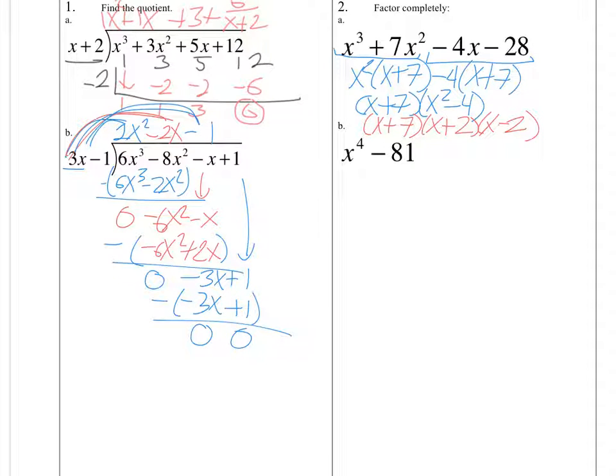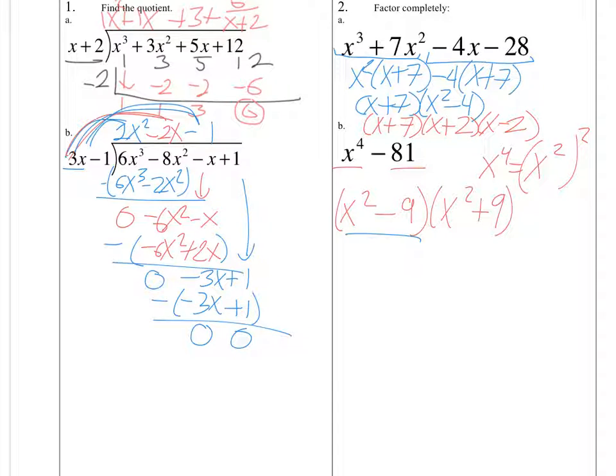For part B, x to the 4th minus 81, that's also a difference of 2 squares because x to the 4th is equal to x squared squared, and 81 is a perfect square. That's going to give me x squared minus 9 and x squared plus 9. That's going to go further with the x squared minus 9 because that's another difference of 2 squares, and that would give me x minus 3 and x plus 3. My x squared plus 9 I can leave as is. There's not a good rule for factoring the sum of 2 squares.